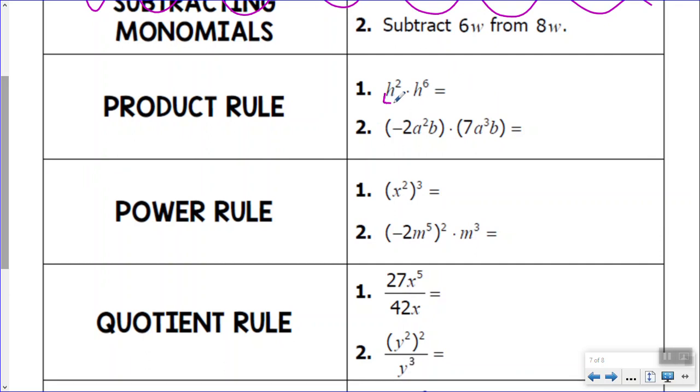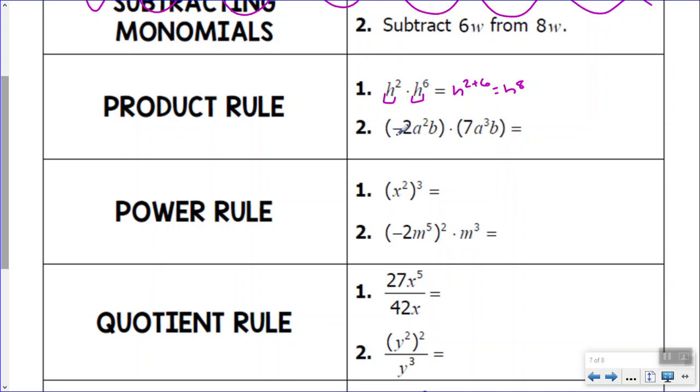So if I'm multiplying h squared times h to the 6th, we know that we have to multiply those bases and add those powers. So that's going to give me h to the 2 plus 6, which is really h to the 8th power. Anytime we have two more complicated expressions that we're multiplying together, we're going to multiply the terms that are common, so to say.